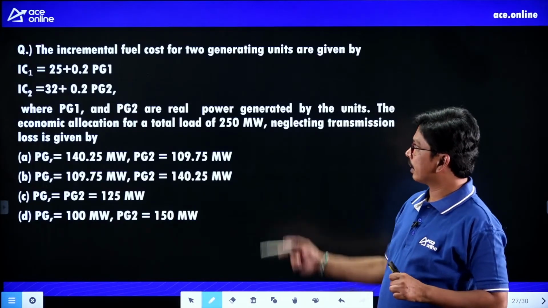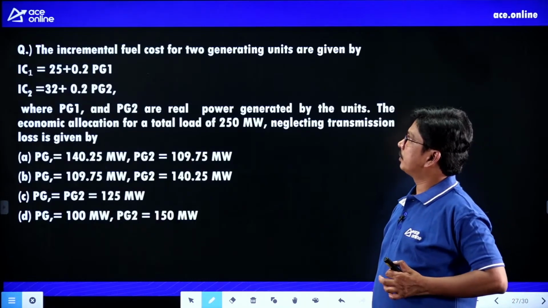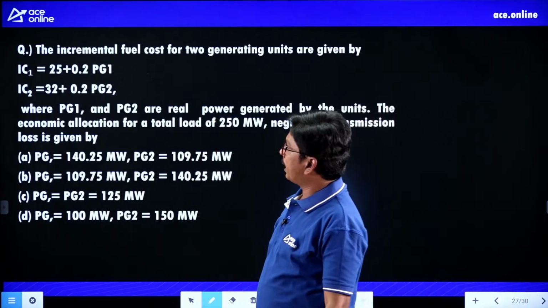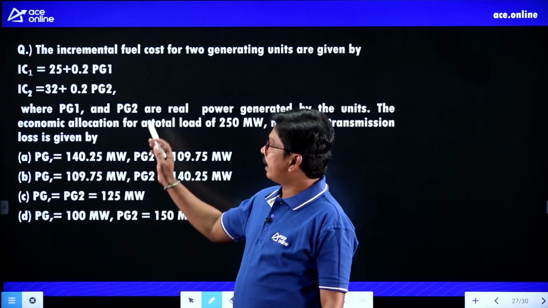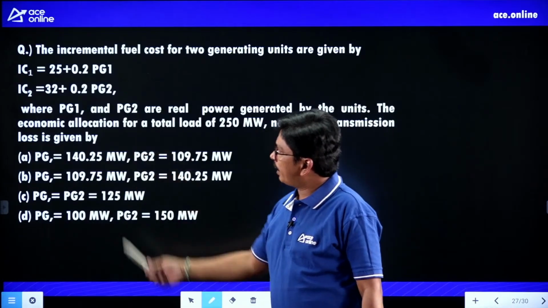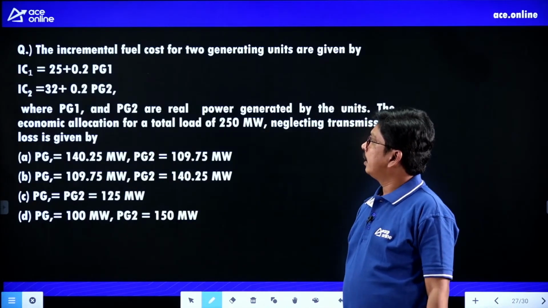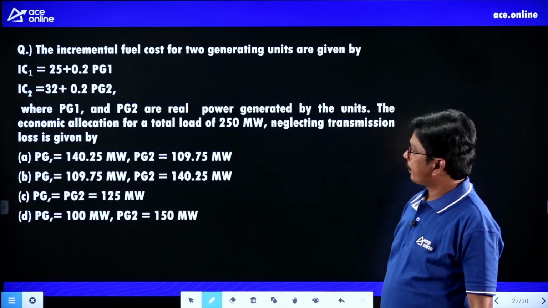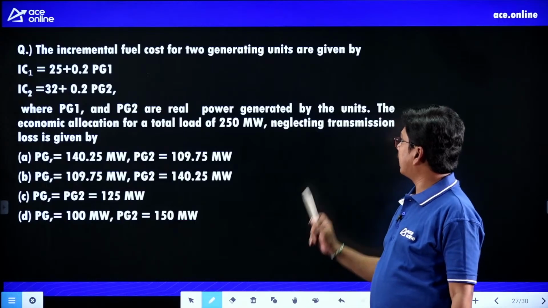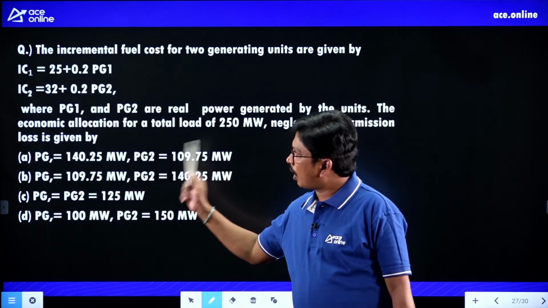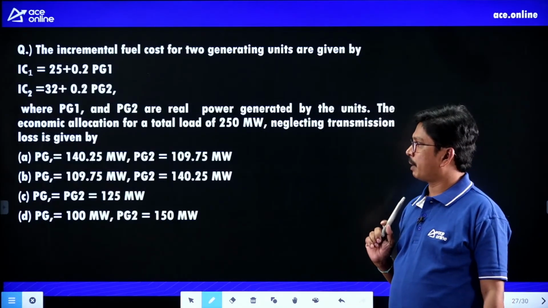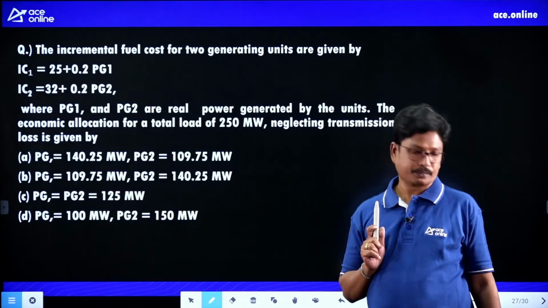The incremental fuel cost for 2 generating units are given by IC1 is equivalent to 25 plus 0.2 Pg1 and IC2 is equivalent to 32 plus 0.2 Pg2. Right. Where Pg1 and Pg2 are real power generated by the units, the economic allocation for a total load of 250 megawatt neglecting the transmission line loss is given by. What is the answer for this question?